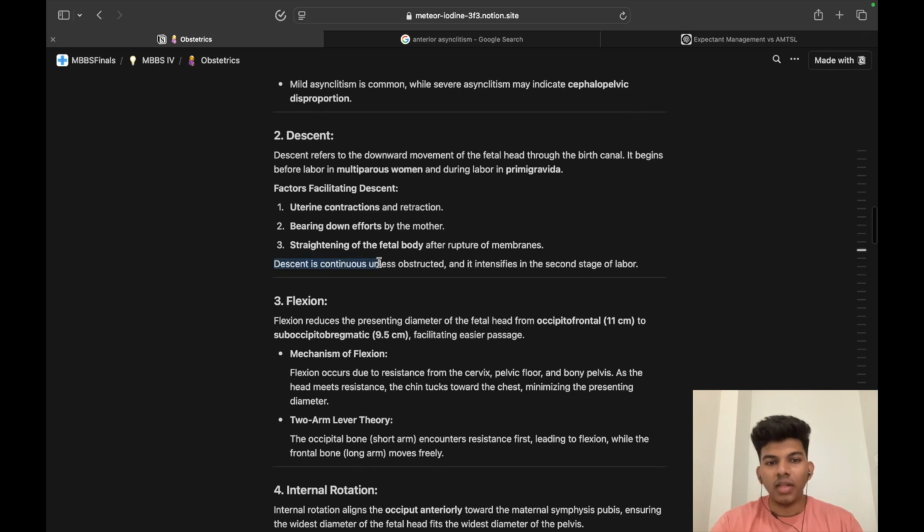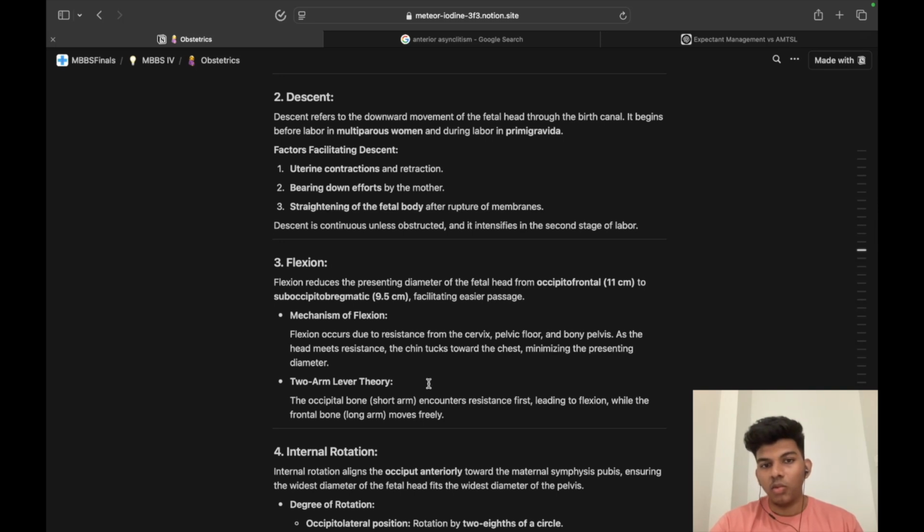It is continuous, proper and nice, unless obstructed. If there is some obstruction, it intensifies the second stage of labor. What is the second stage of labor? It is during that stage only that the fetus is delivered. In case there is no obstruction, the second stage of labor is much shorter in duration, but in case there is more obstruction, the delay is much longer.